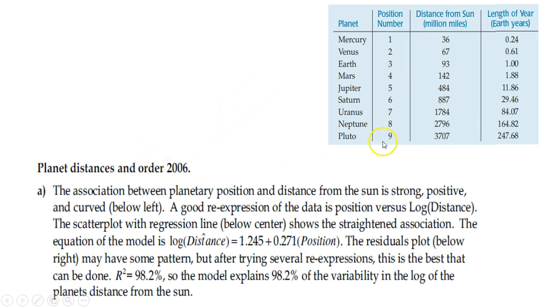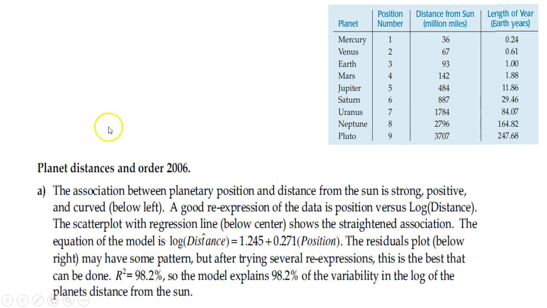Now, granted, how much is the jump each time? It looks like it's doubling. A little less than doubling, pretty close to doubling. That is a little more than doubling, but then it's doubling again. Then it's roughly doubling again. It's not consistent, but it says a good re-expression of the data is to log the distance. The scatter plot with regression line is shown here.